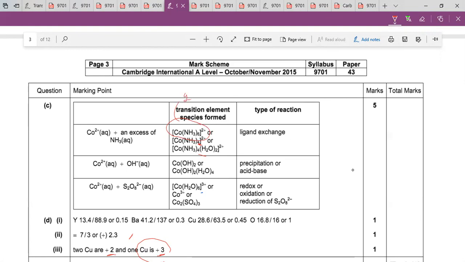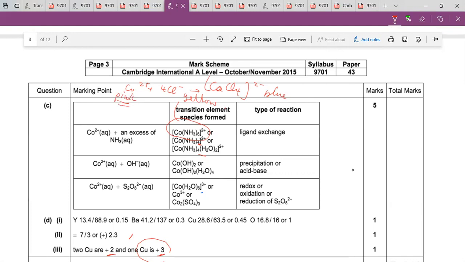This is what color? Yellow color. Remember cobalt 2+ plus 4 Cl minus, this is blue color. CoCl4 2 minus, this is blue color. Be careful. Learn the colors. This one, Co(H2O)6 2+, is pink color.